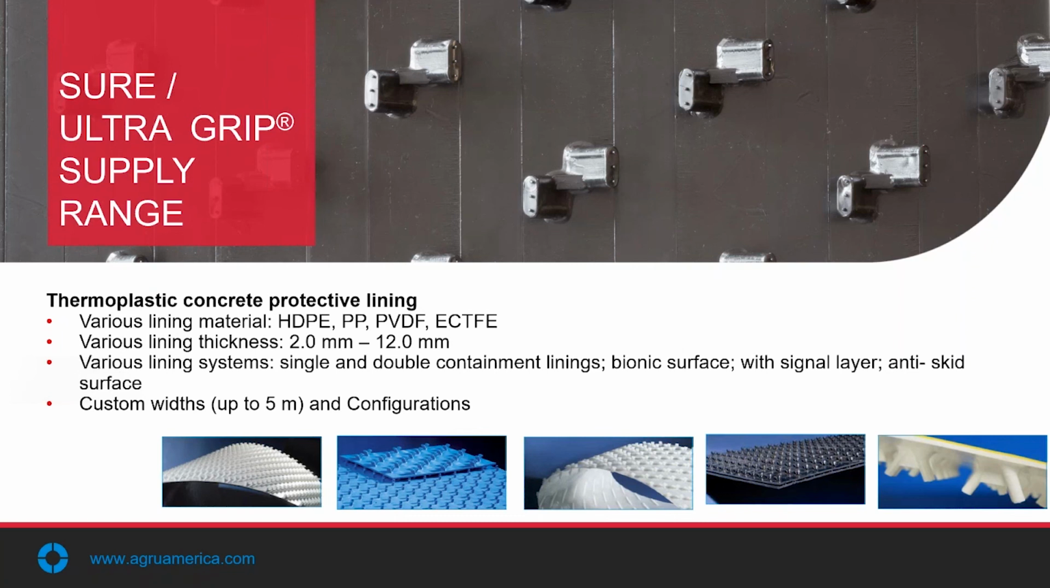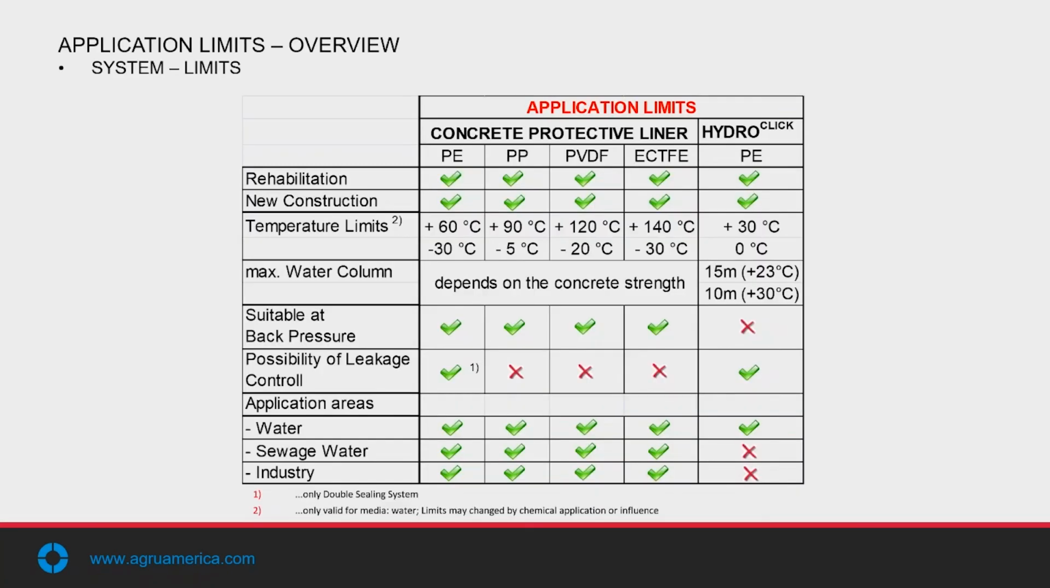And we do different configurations as far as smooth edges, where we don't have anchors on one side or both sides, for wedge welding or for other installation techniques. And then lastly, we can put a polyester fabric back sheet on the smooth face of it, for transition to other materials.